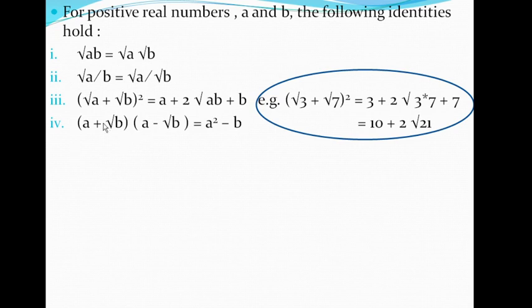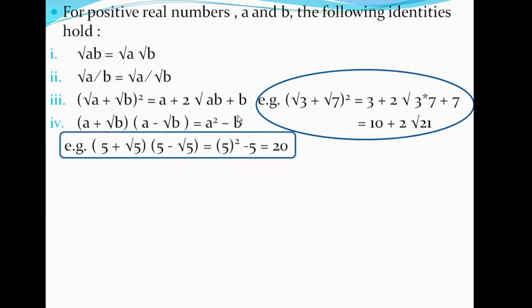Similarly, for this, a plus under root b times a minus under root b is equal to a square minus b. See, this is a similar identity you have already studied in your 8th standard, a square minus b square. Here, since b is under root b, its square will be b, because under root b multiplied by under root b gives you b. So here is the example.